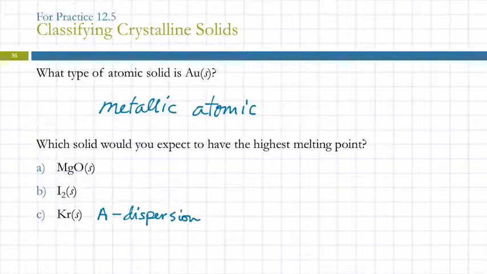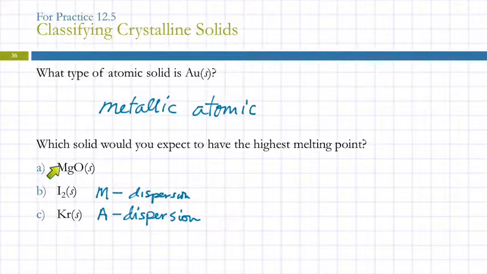What kind of a solid is iodine, I2? It's going to be a molecular solid. What's holding it together? Dispersion forces. It's nonpolar. What kind of a solid is this? Ionic, right? What's holding that together?